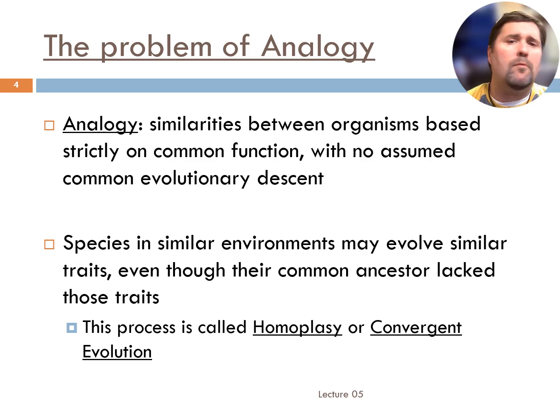We specify that homologies exist because of common descent to distinguish them from another kind of similarity, analogies, or similarities between organisms based strictly on common function, with no assumed common evolutionary descent. Natural selection adapts species to their natural environment, so sometimes species in similar environments evolve similar traits, even though their common ancestors lacked those traits. This process is called homoplasy, or convergent evolution. Homoplasy is the process that creates analogy, the result.